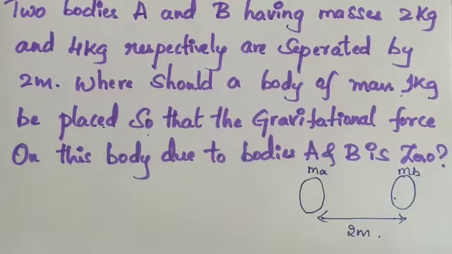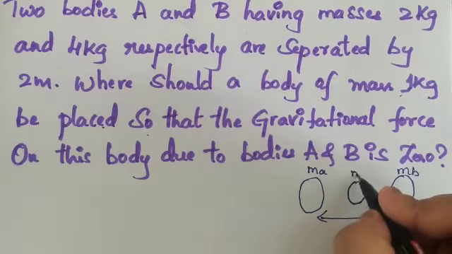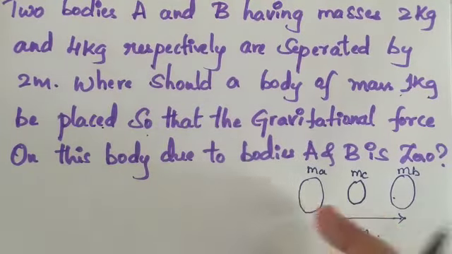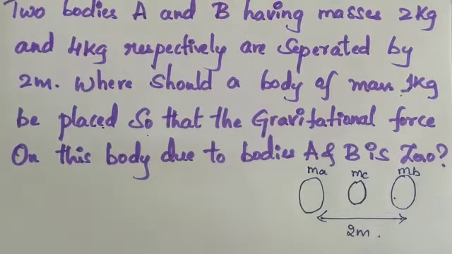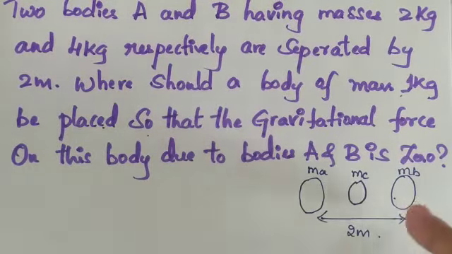That means, where should I place a body C, a body C of mass 1 kg? I am going to consider it as MC. Where should I place it? That is, at what distance, within this total 2 meter distance from A to B, should I place the third object of mass 1 kg so that the gravitational force on it due to A and B will become 0?